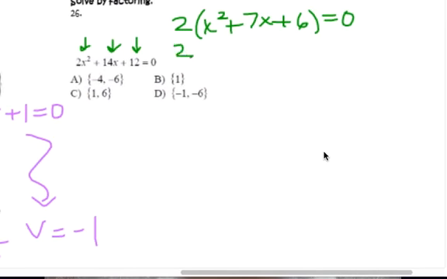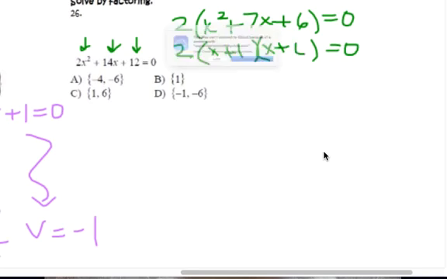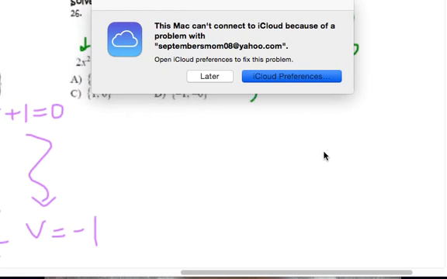Okay, so let's leave the 2 alone. Break this up into 2 parentheses. We're going to have x, 2 numbers that multiply to 6 and add up to 7. 6 and 1. Set each of these equal to 0, and you get x equals negative 1 and x equals negative 6, which is letter D.